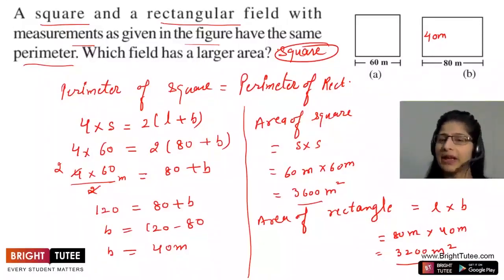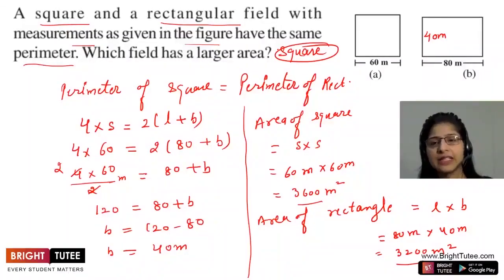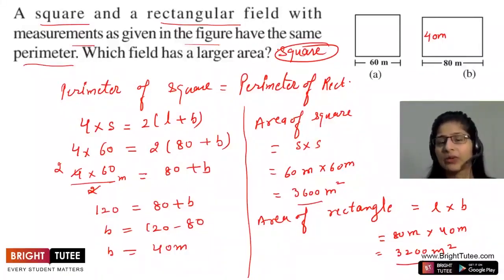So what we have done, we were given one thing in the question, that the perimeter of the square and the perimeter of the rectangle are equal. We equated both of them. We know the formula of both of them. We are given the side of square, so square area definitely can be calculated. But for calculating the area of rectangle, we need length and breadth both. We are just given one. So when we equated the perimeter, we got our breadth.